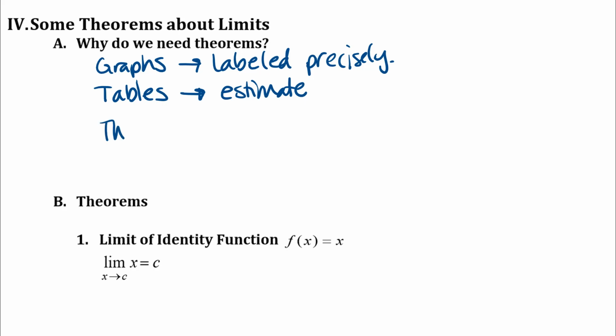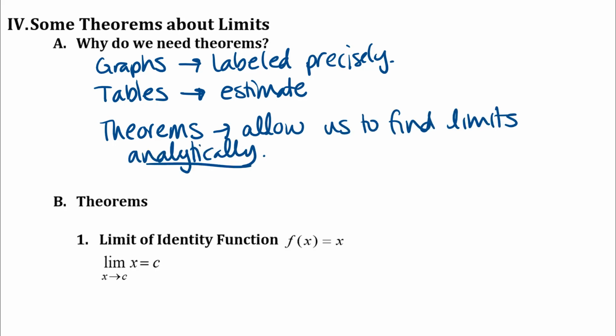That's what theorems allow you to do: calculate limits more precisely and find limits analytically. Sometimes you'll be asked to show analytic steps to find a limit, and that's what they're talking about, really using theorems. Whenever we do that, we often want to check that what we get makes sense by perhaps using a table or graph, but the idea is that theorems allow you to do things that you wouldn't be able to do from just a table or a graph.